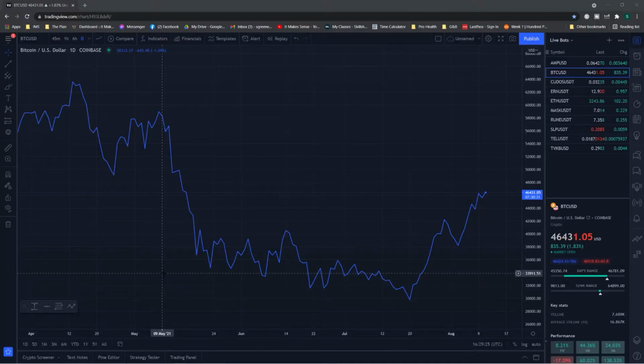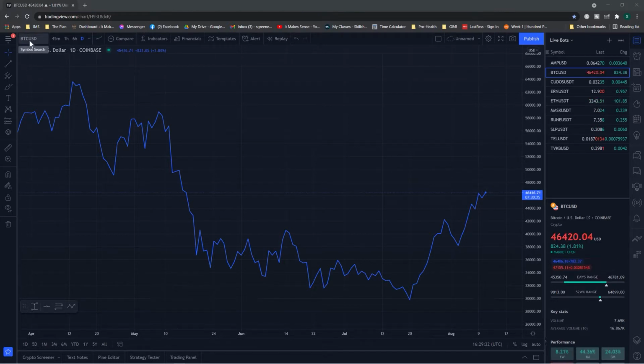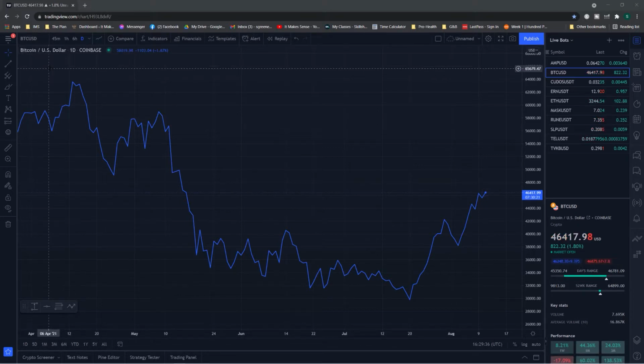All right, I'm in TradingView, and in the upper left-hand corner here, you will see the coin you are reviewing. So in this case, I'm looking at Bitcoin against USD, which is the US dollar coin, which tracks against the US dollar 1-for-1. So when you hear Bitcoin price, let's say its current price at $46,000, it's in US dollars.